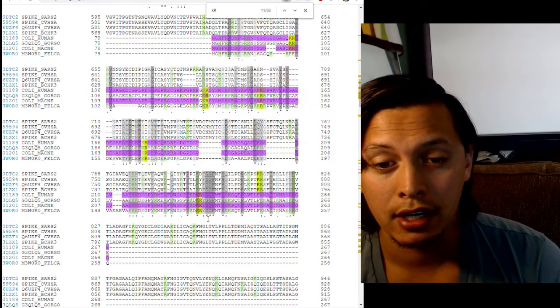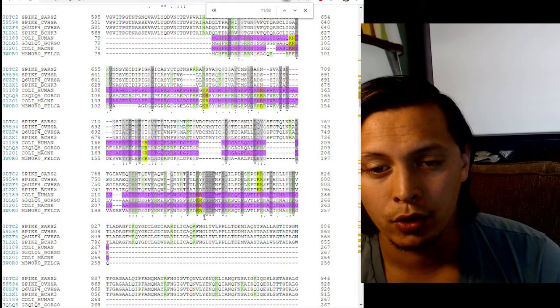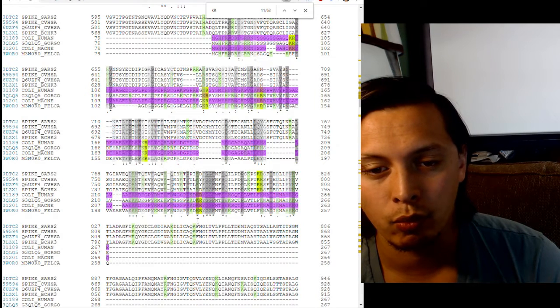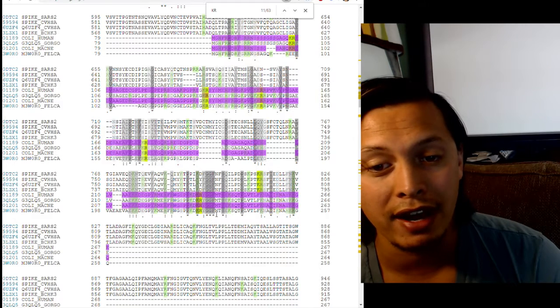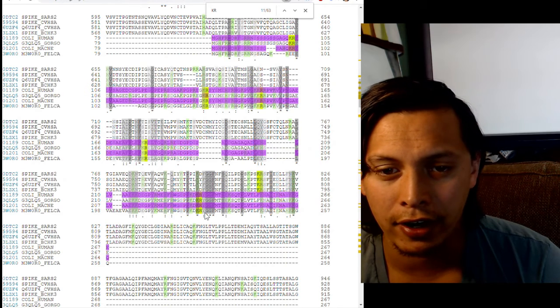So here, if you could imagine, you have 1, 2, 3, 4, 5 absolutely conserved residues out of 1, 2, 3, 4, 5, 6, 7, 8, 9. So 5 out of 9 that are lined up perfectly. And plus, some of these mutations are very similar.